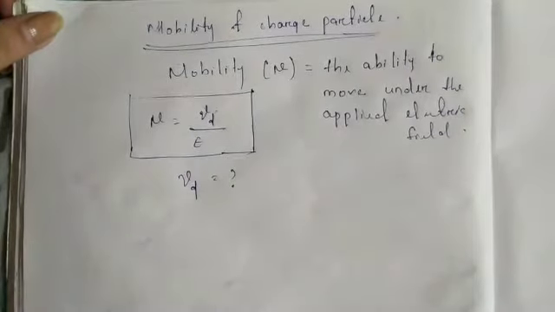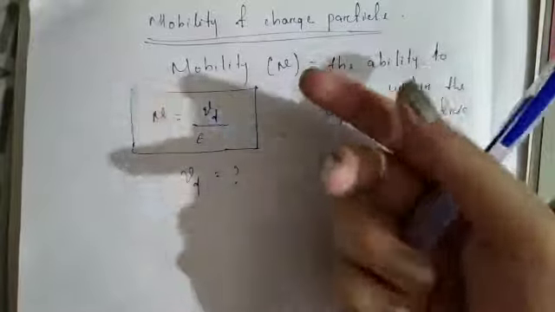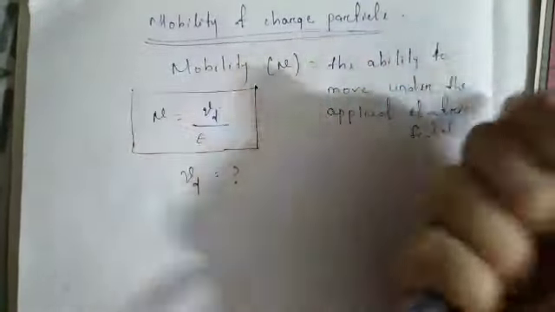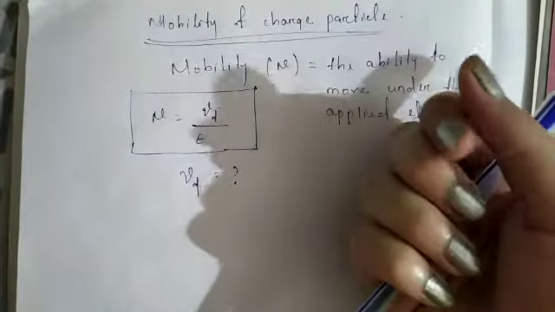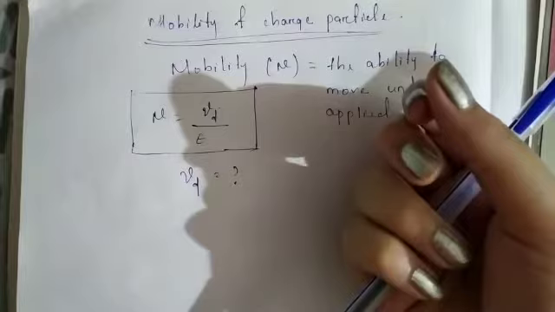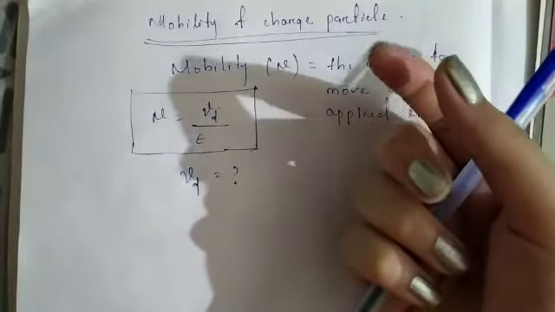Drift velocity means the average velocity with which the free electron or any charged particle is drifted towards the higher potential, or you can say positive. In the case of electron, the higher potential is obviously the positive terminal under the influence of electric field. That is known as drift velocity.